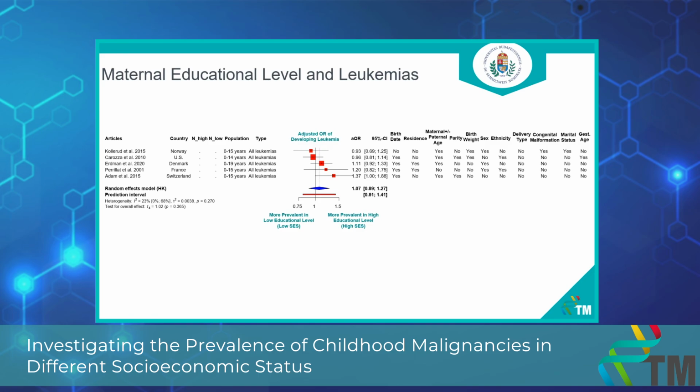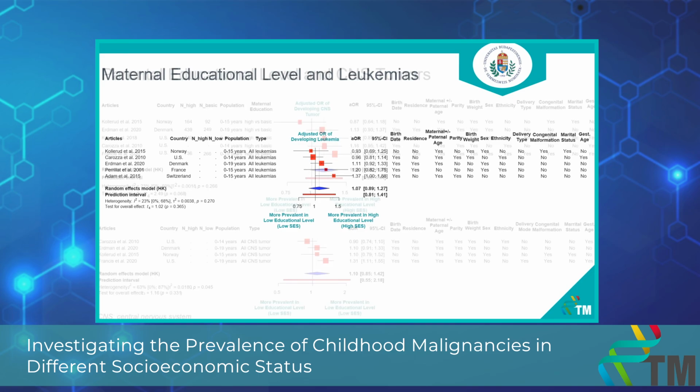The education of the parents as a measure of childhood socioeconomic status is well described in the literature and used previously as a reliable scale. In the first figure, I show you the leukemia because this is the most prevalent childhood malignancy. The adjustments are in columns, yes or no, indicating if an adjustment was made or not. As you can see, our results are not statistically significant.